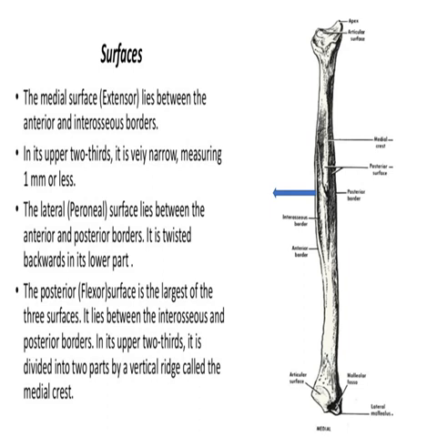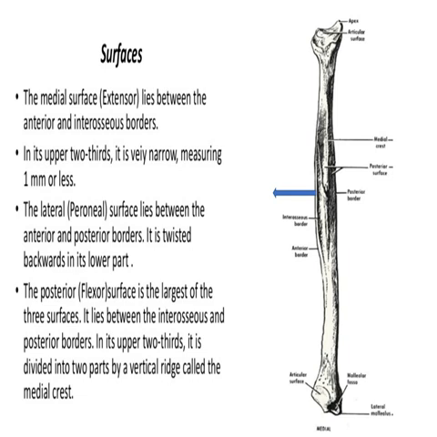Surfaces of the fibula. The fibula has three surfaces and three borders. The medial surface lies between the anterior and the interosseous border. In its upper two-thirds, it is very narrow, measuring 1 mm or less. The lateral surface lies between the anterior and posterior border. It is twisted backwards in the lower part. The posterior surface is the largest of the three surfaces, and it lies between the interosseous border and the posterior border.